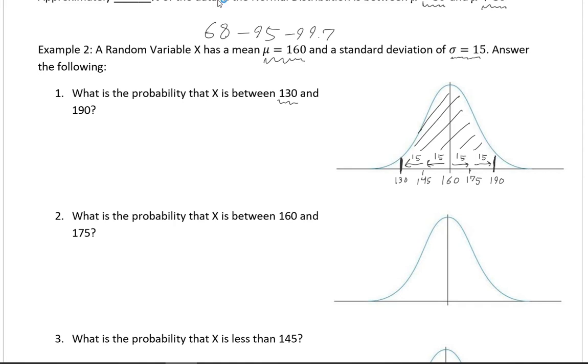Well, 130 we indicated was 2 standard deviations down, so I'll say 2 sigma down. And then 190 was likewise 2 standard deviations up. So that means that via the empirical rule, 2 standard deviations is 95%. So we'd say the probability that x is between 130 and 190. That's how you would write it in probability notation.